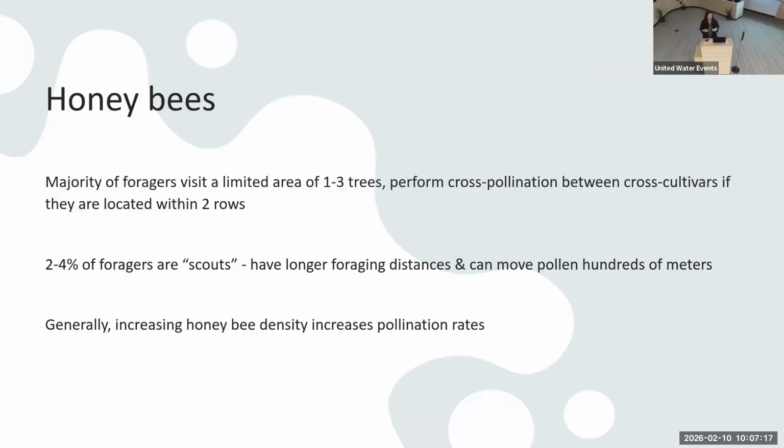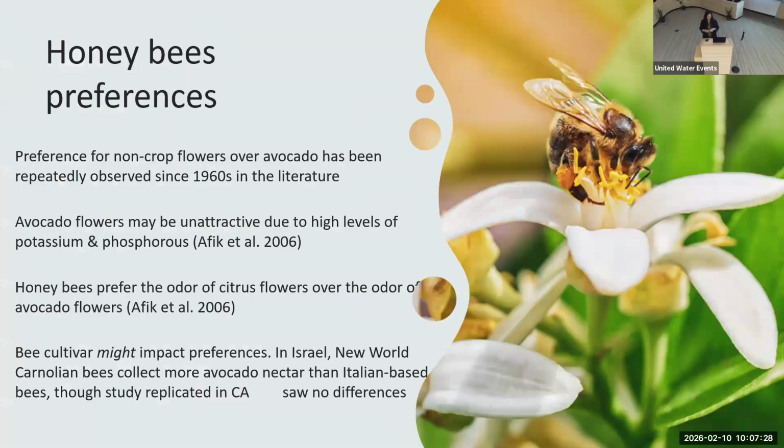We know that they visit a limited area, and that's why having cross-pollination from pollinizers is important. We know that some of them are foragers and scouts, and they'll go really, really far from the hive, and that generally, like the last presentation mentioned, if you increase honeybee density, you're going to get higher pollination rates.